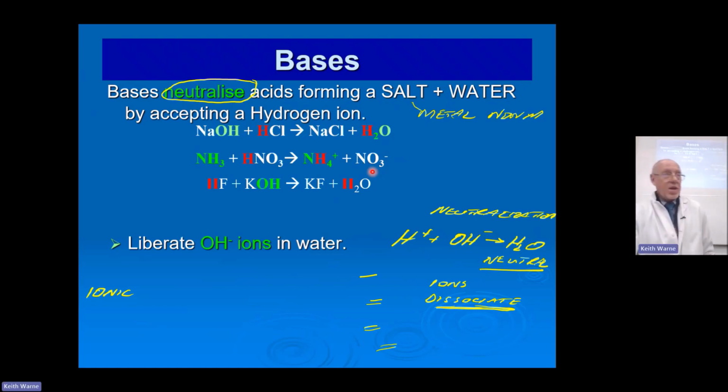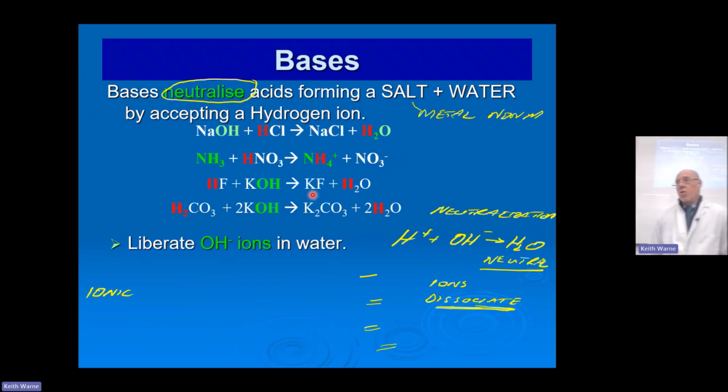Another one, hydrofluoric acid, HF, could react, say, with potassium hydroxide, which is a base. It would make the salt, potassium fluoride, and water. KF, potassium fluoride. Now, you obviously didn't learn the names of all the elements up to 20 in grade 8, did you? So then you should know what KF is.